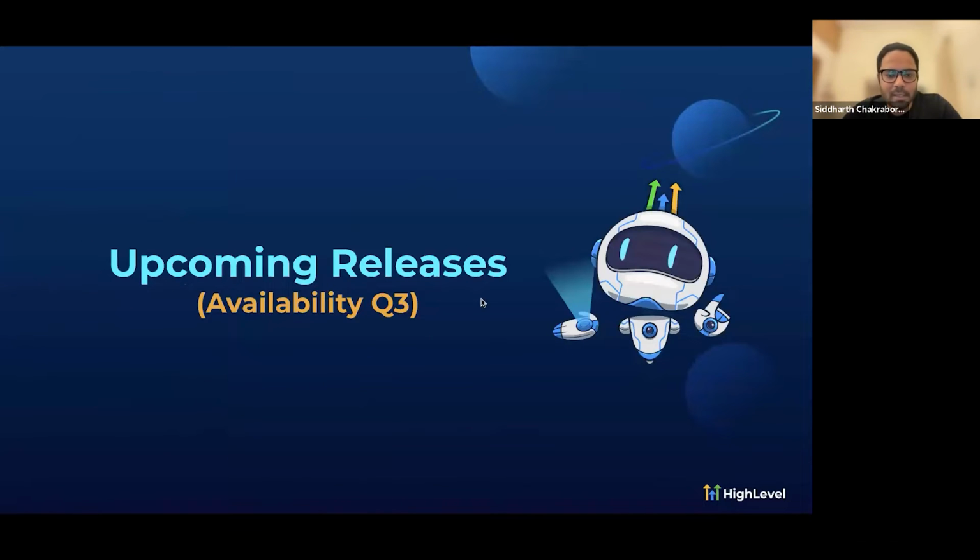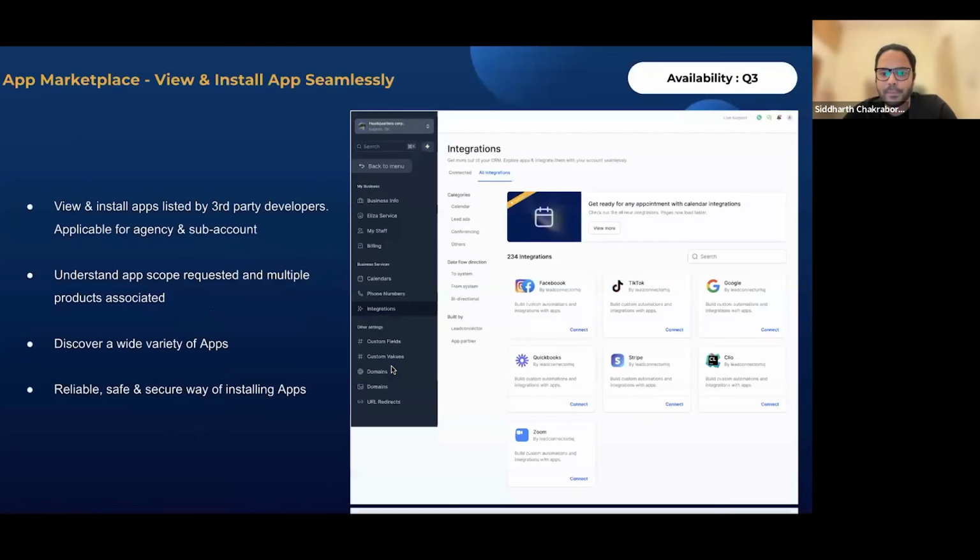Moving on from this. Now, these are all the releases we had earlier. Now touching upon the upcoming ones. To begin with, App Marketplace beyond: install apps seamlessly. This will be happening at the agency level and at the sub-account level. Basically, what this will do is make all the marketplace apps available for the sub-account level and the agency level to view and install within the platform. Right now, as of today, what happens is you have to go to gohighlevel.marketplace.com and install the application from there. So we are basically bringing all of that inside the platform.